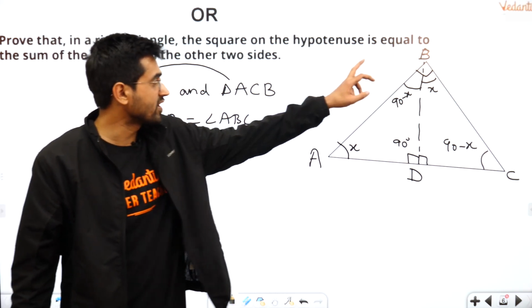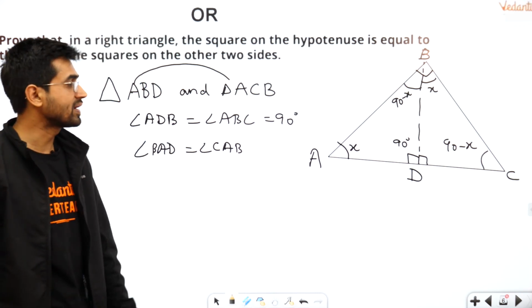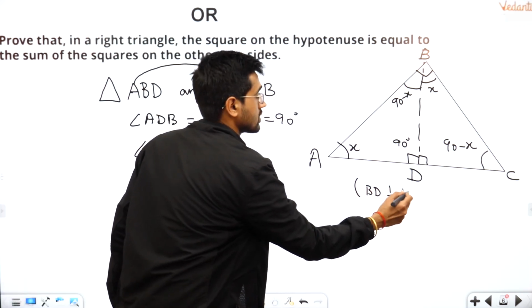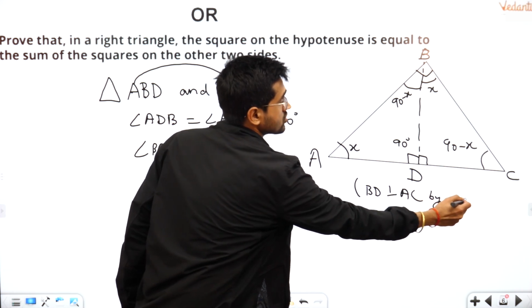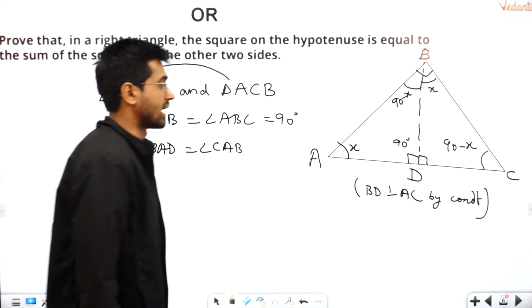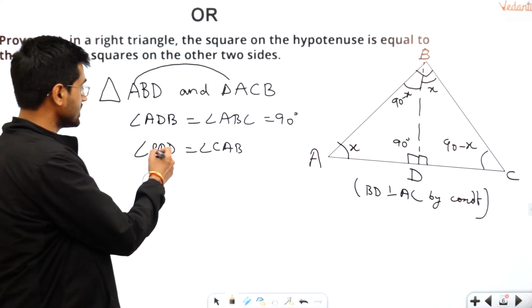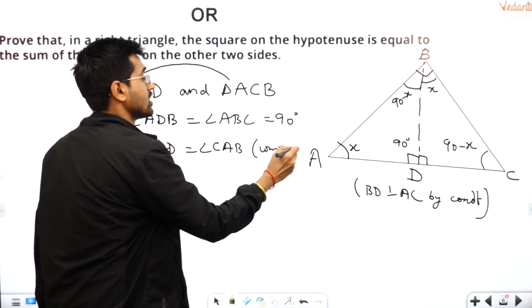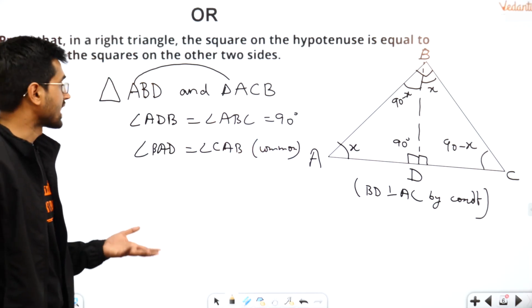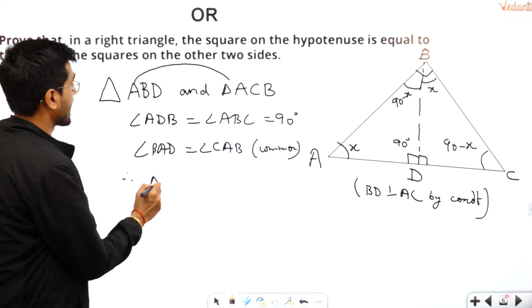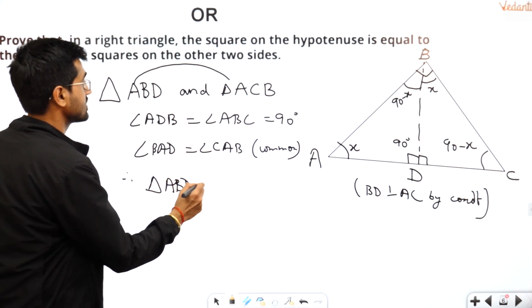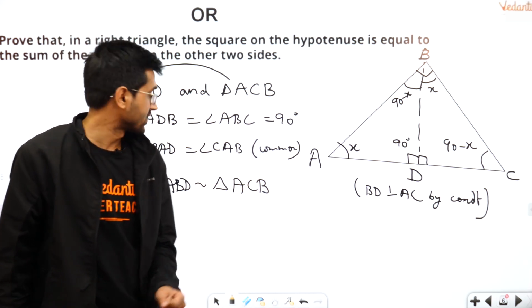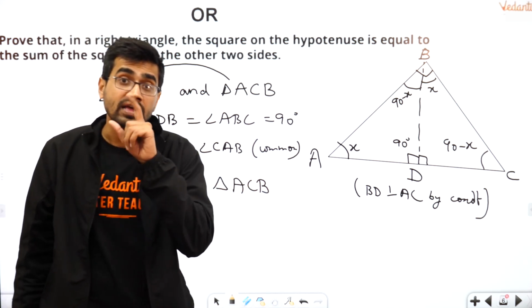You just write, we have drawn BD as construction. Right? BD is perpendicular to AC by construction. Mention this so that the teacher doesn't cut your marks. And then do this, okay? So now you got it. BAD is common, you can write. Now since both the angles are the same, 90, we have therefore triangle ABD is similar to triangle ACB. Have you understood this? Triangle ABD is similar to triangle ACB.